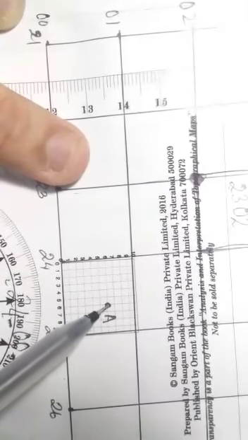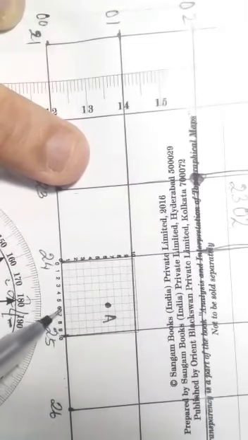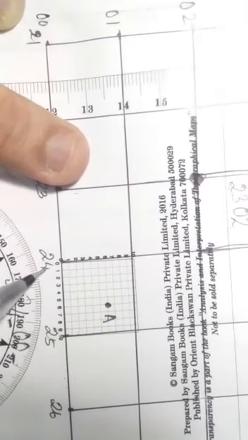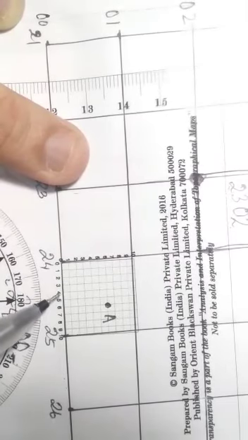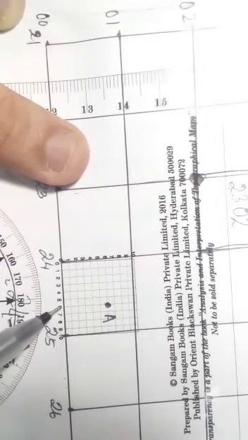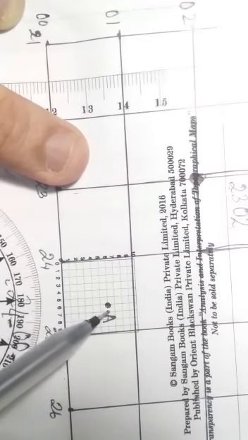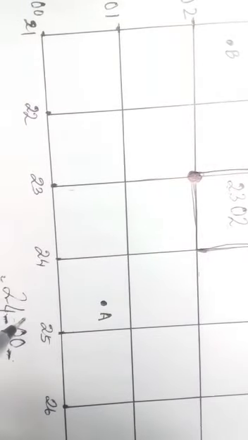Now you can see the point here, to which division it is coinciding. 24 is the easting. So this will be 24-1, this will be 2-4-2, this will be 2-4-3, this will be 2-4-4, 2-4-5 and 2-4-6. You can see this 2-4-6 is coinciding with the point A. And therefore, I'll be writing it here: 2-4-6.